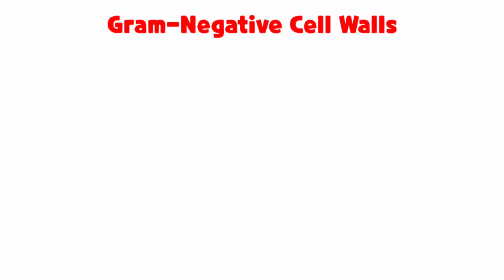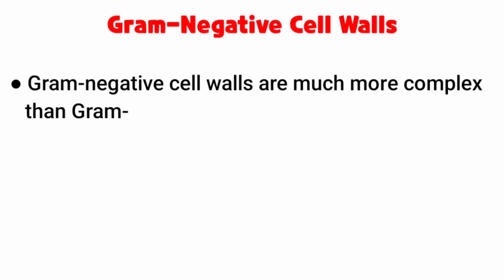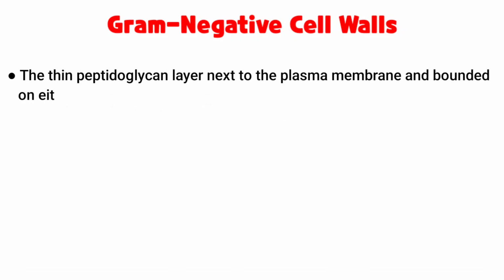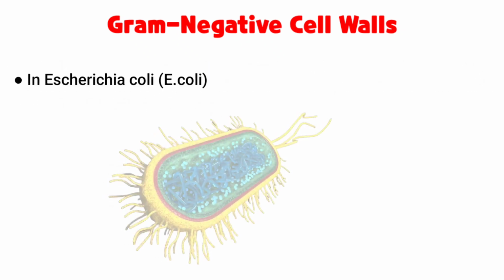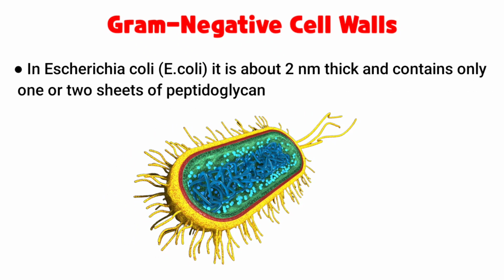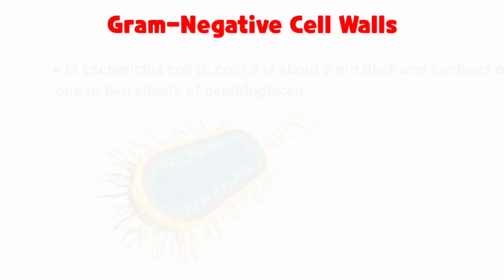Coming to the gram-negative cell walls. Gram-negative cell walls are much more complex than gram-positive walls. The thin peptidoglycan layer next to the plasma membrane and bounded on either side by the periplasmic space may constitute not more than 5 to 10% of the wall weight. In Escherichia coli, it is about 2 nanometers thick and contains only 1 or 2 sheets of peptidoglycan.